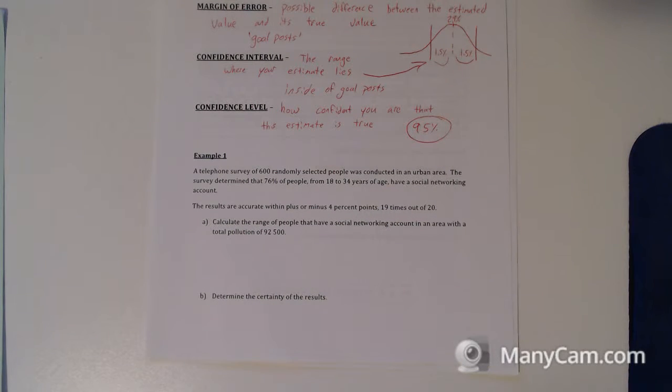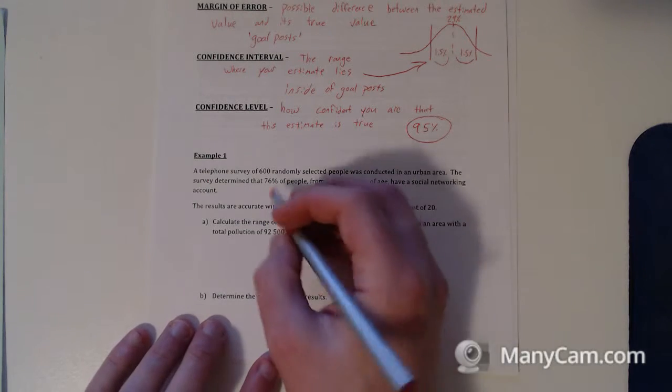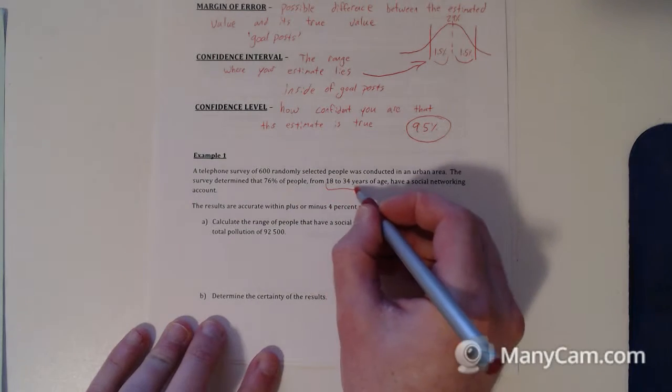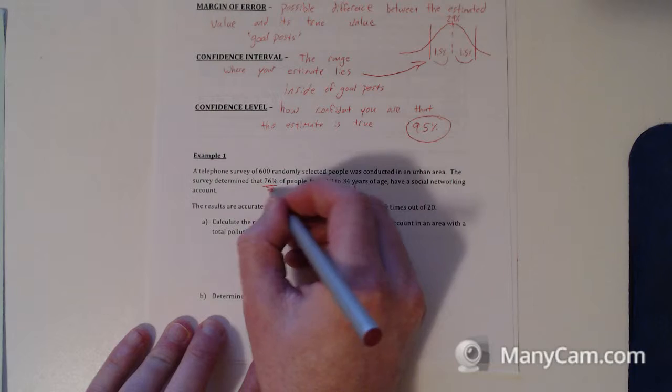So a telephone survey of 600 randomly selected people was conducted in an urban area. The survey determined that 76% of people from 18 to 34 years old have a social network account. So they're just trying to find out who has a social network account. I don't know which one, what's most popular these days? Snapchat or something? So they asked everyone from 18 to 34 years old, and they guessed.